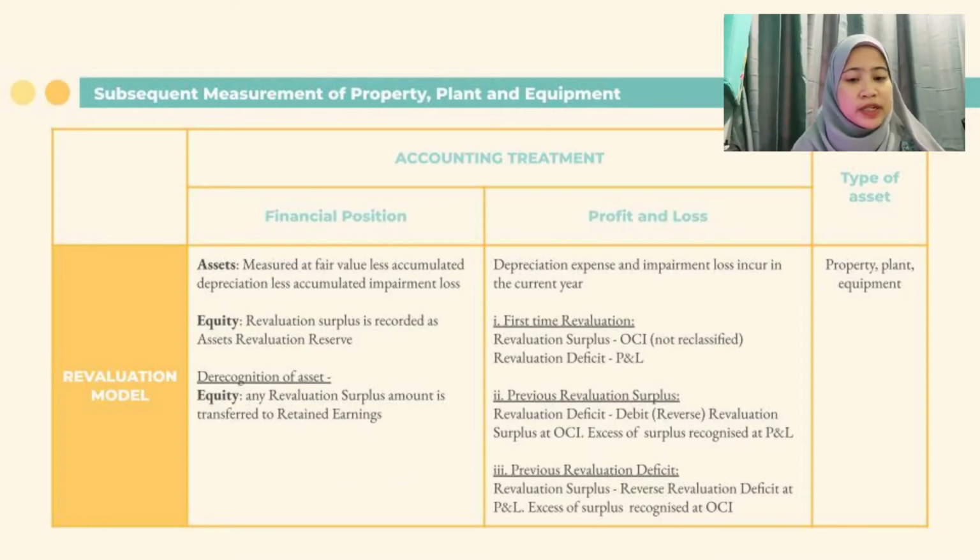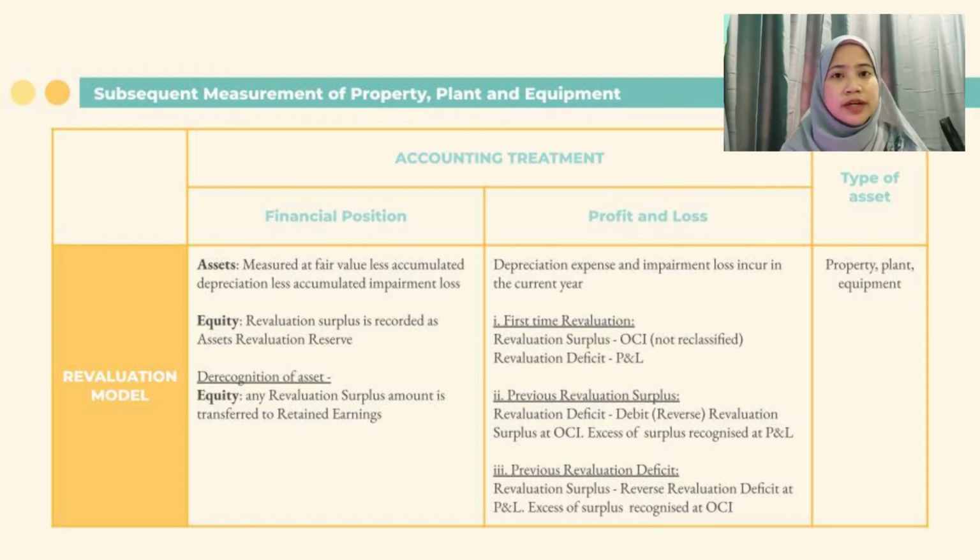If the company uses the revaluation model for subsequent measurement, the accounting treatment for financial position is that the asset is measured at fair value less accumulated depreciation less accumulated impairment loss. And for equity, revaluation surplus is recorded as asset revaluation reserve. On derecognition of the asset, any revaluation surplus amount is transferred to retained earnings.